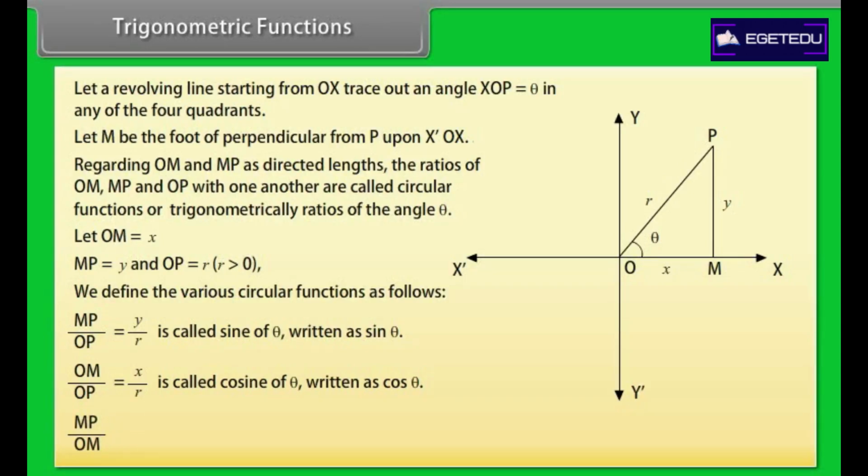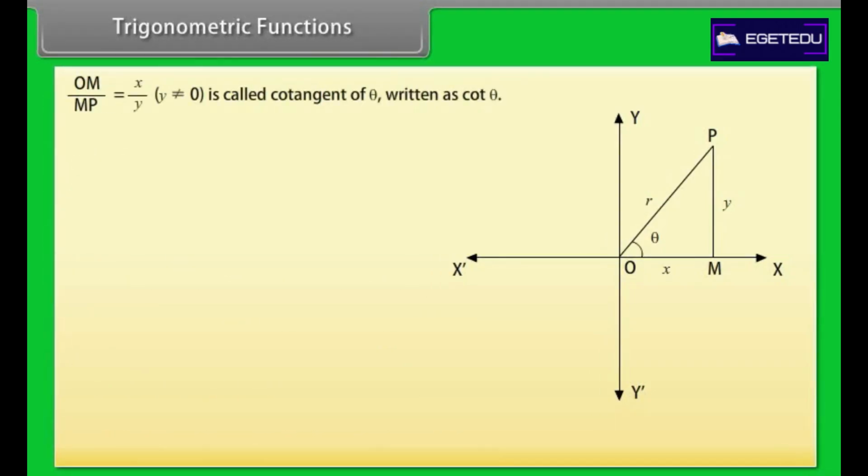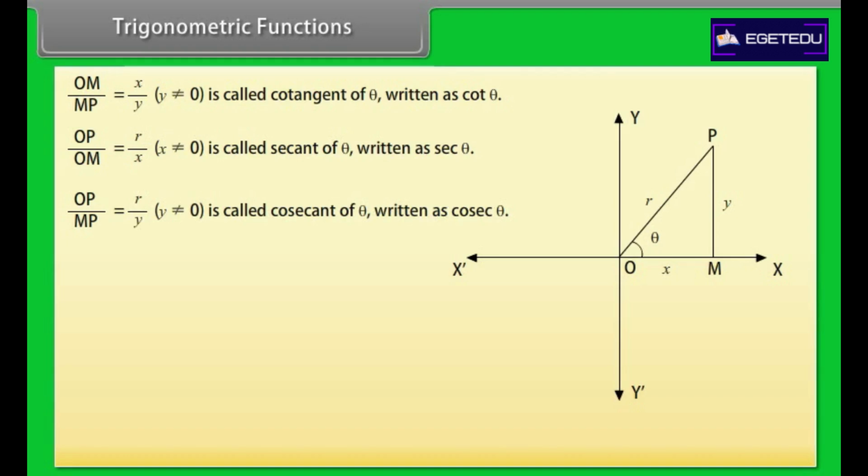MP by OM equal to y by x, x not equal to 0, is called tangent of theta, written as tan theta. OM by MP equal to x by y, y not equal to 0, is called cotangent of theta, written as cot theta. OP by OM equal to r by x, x not equal to 0, is called secant of theta, written as sec theta. OP by MP equal to r by y, y not equal to 0, is called cosecant of theta, written as cosec theta.